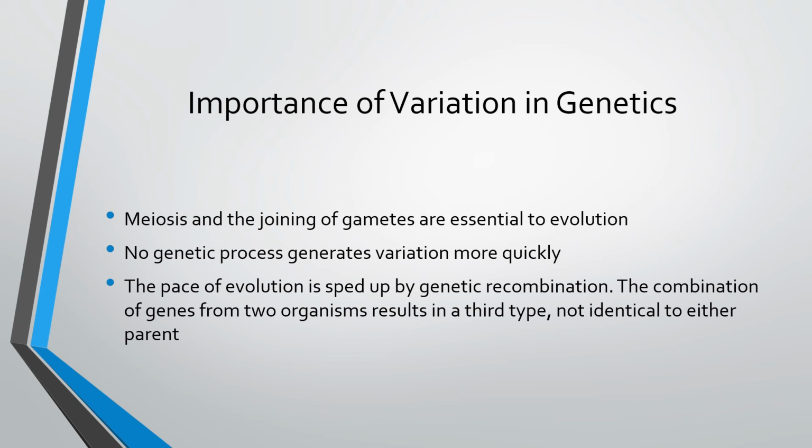The importance of variation in genetics. Meiosis and the joining of gametes are essential to evolution. No genetic process generates variation more quickly. The pace of evolution is sped up by genetic recombination. The combination of genes from 2 organisms results in a third type not identical to either parent.